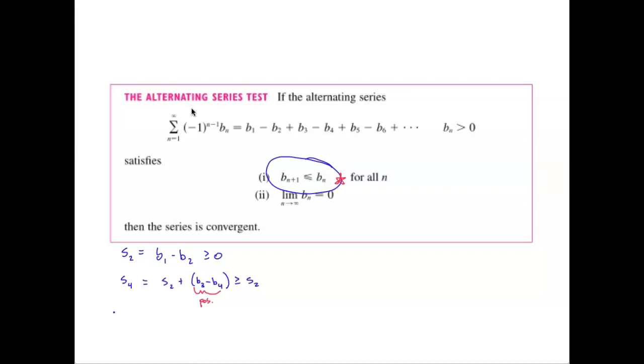And so we can say that the even partial sums are increasing, meaning S4 is going to be bigger than S2, but smaller than S6, which is going to be smaller than S8, and so on.